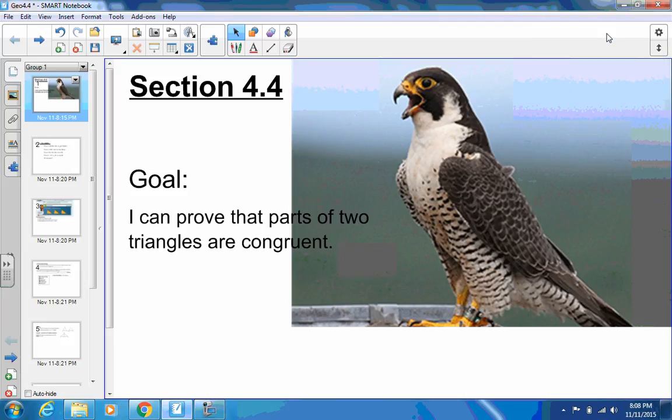Today we're focusing on this goal, which is all about congruent triangles, as we've been doing this whole chapter. But here it says I can prove that parts of two congruent triangles are congruent. So we're going to use our ability to prove triangles congruent, and then use that to show that the different parts of those triangles are also congruent.